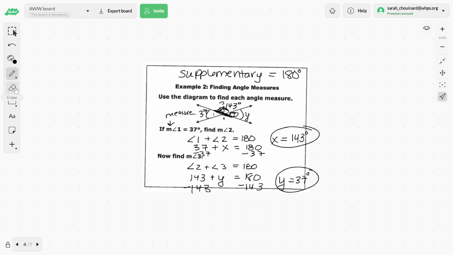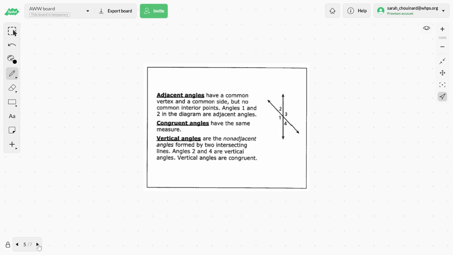So notice how, let me erase the y because we know what y is now. Notice how 1 and 3 are actually the same measure. Angle 1 was 37, angle 3 was 37. That is because angle 1 and 3 are called vertical angles. They're vertically across from one another, and vertical angles are always congruent.